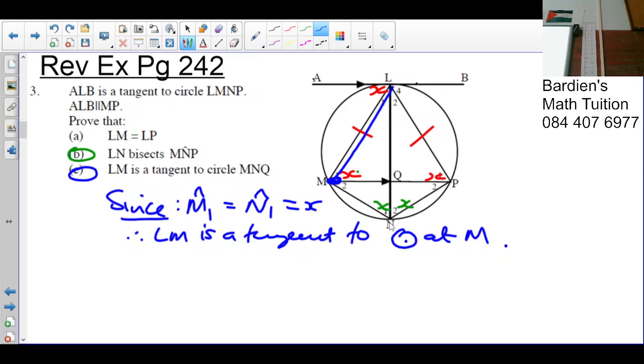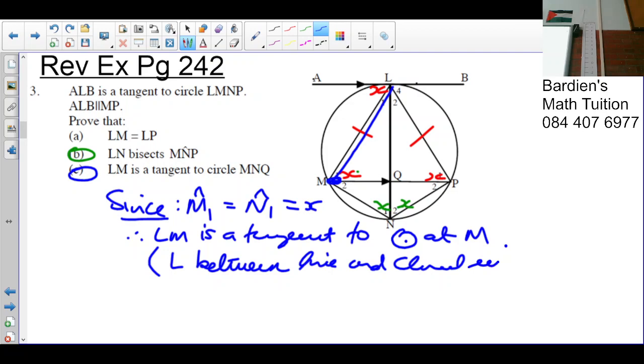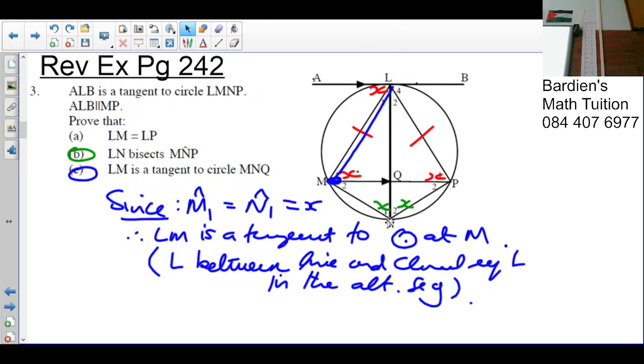It's either the converse of the tan-chord theorem, no? We're using the tan-chord theorem in reverse, or angle between line and chord equals angle in the alternate segment. So angle between line and chord is equal to angle in the alternate segment. That's the converse of the tan-chord theorem. If you have written the converse of the tan-chord theorem, you would have gotten full marks there anyway.